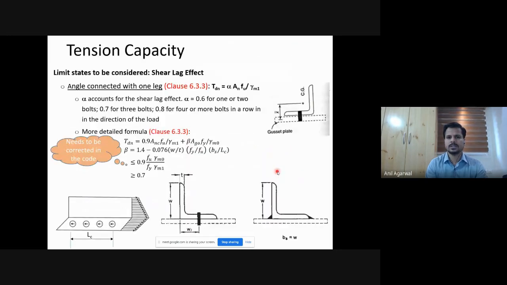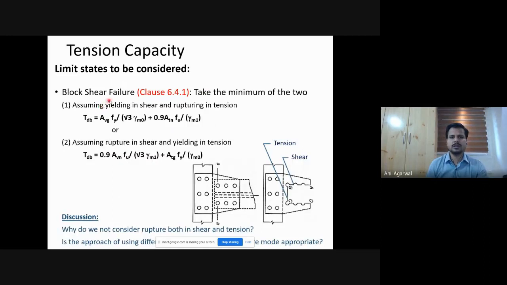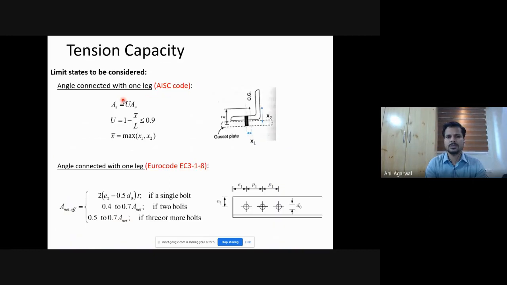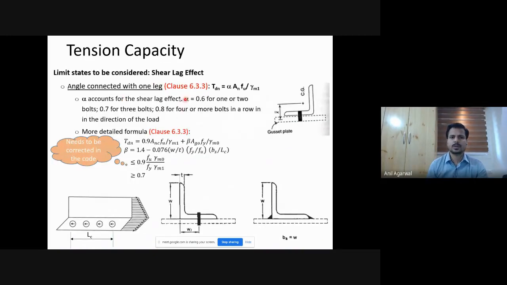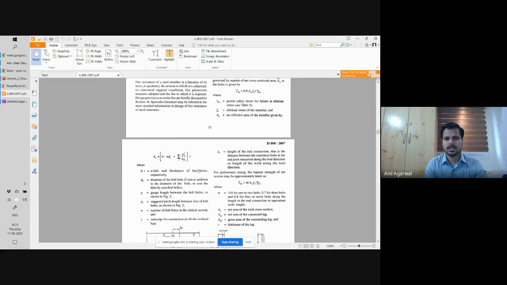Then you have another limit state, which is described in 6.3.3 in the code. If you have a hard copy of the code, please keep it open side by side and go through it. Okay, you can reach 6.3.3. Also, there is another limit state which is given in 6.4.1, that is block shear failure. So we will talk about block shear failure in a minute, but first we will discuss the shear lag effect. This is also kind of a net section rupture limit state, but it has a combination of rupture and yielding. That's why it is marked as a separate one. This is IS 800.